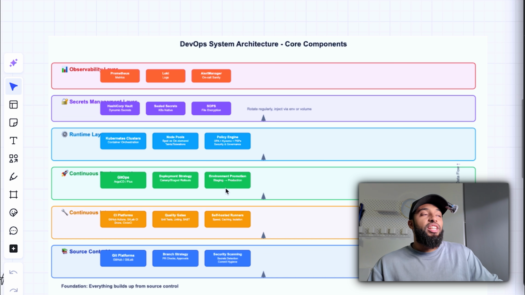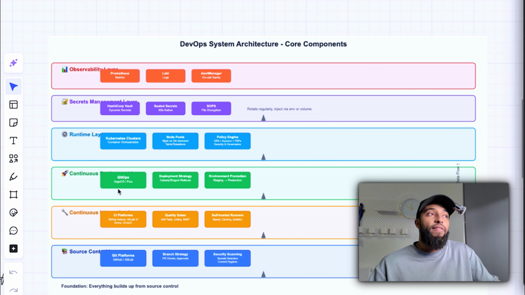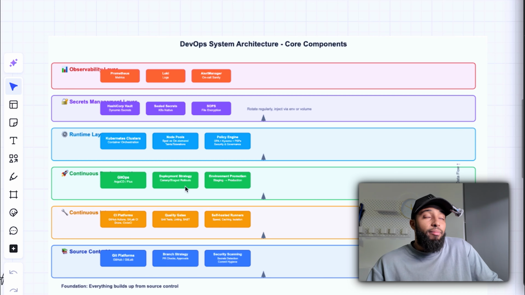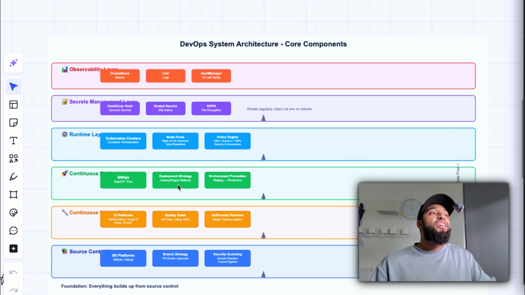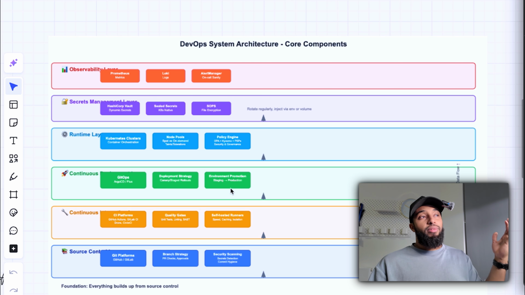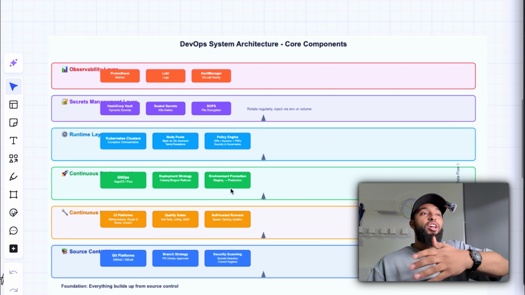Then after that comes the CD layer, as we spoke about before. This is the actual deployment, once your CI is done. It could be Argo, it could be Flux. Are you doing canary deployments? Are you doing blue-green, staged rollouts, and so on? Are you having different environments with promotion, going from dev to staging to production? You need to think about all of these things.